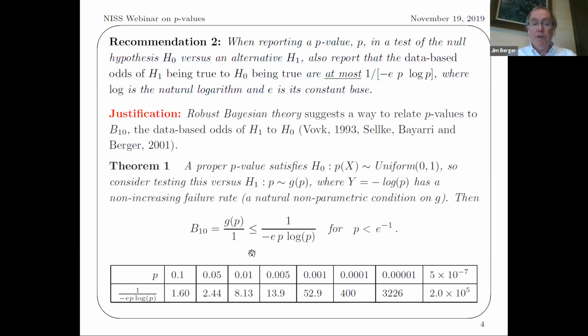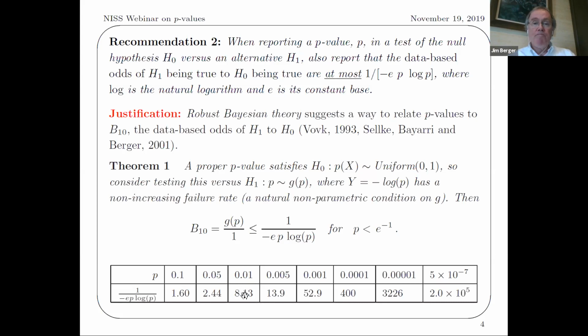Let's just look at a couple numbers. If P is 0.05, this bound is 2.4. So this says the odds of the alternative hypothesis to the null cannot be any bigger than 2.4. That's the most the data can possibly favor the alternative over any prior. If a p-value is 0.01, the odds are about 8. So the most that the data can favor the alternative hypothesis in terms of odds is 8 to 1.